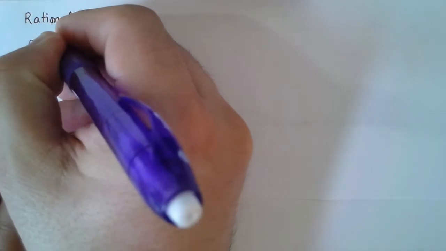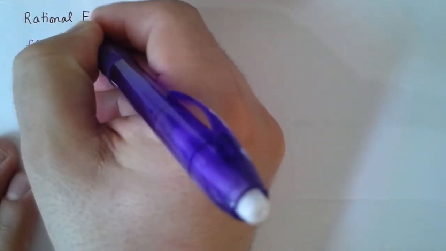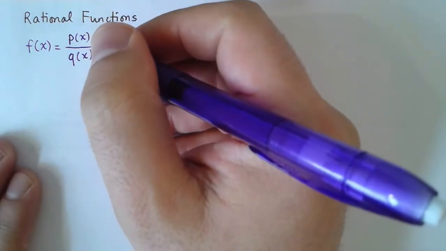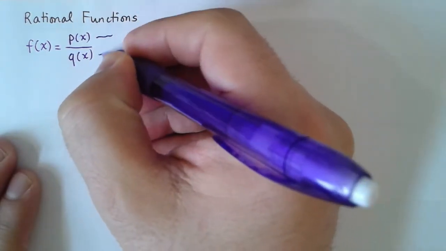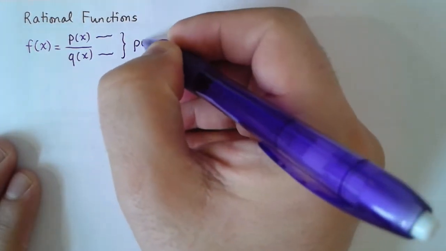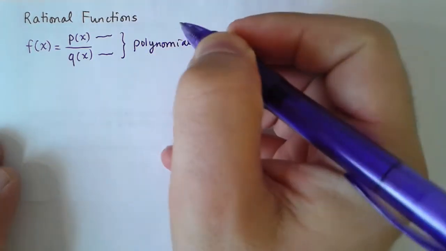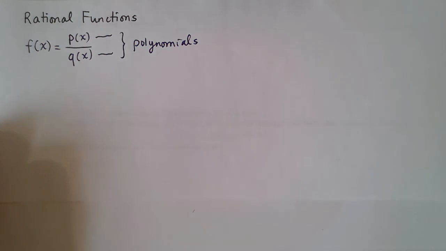So at the basic level, what do we mean by a rational function? Any function f of x of the form p of x divided by q of x is called a rational function if p and q are simply polynomials. So polynomials, what do we mean? The exponents of x are positive integers.